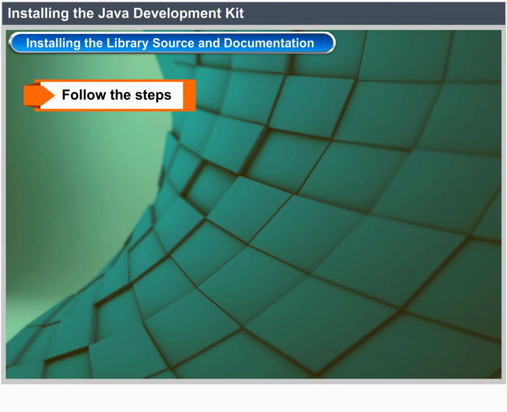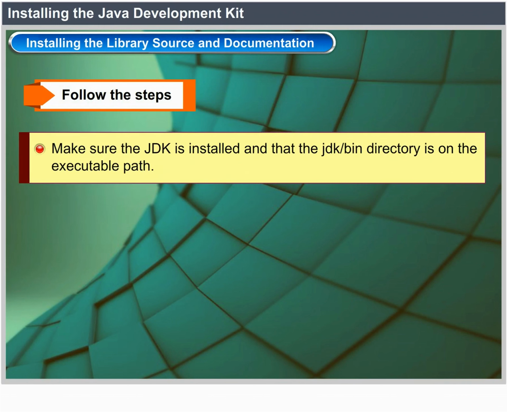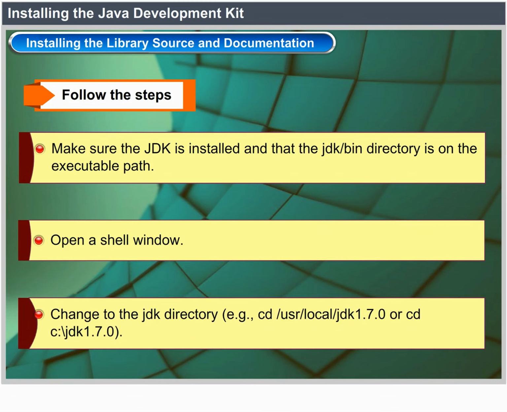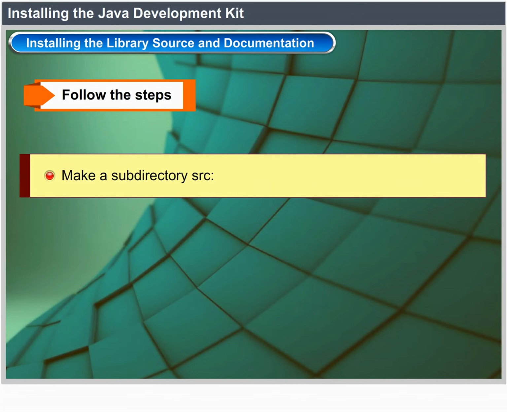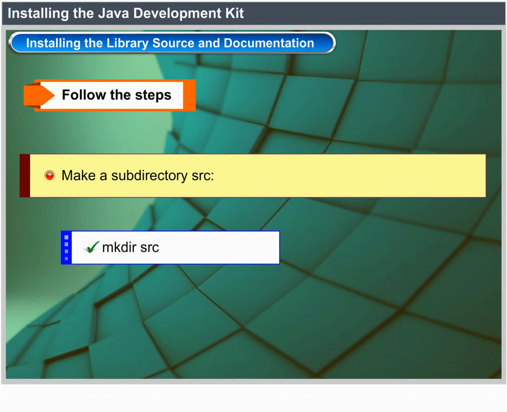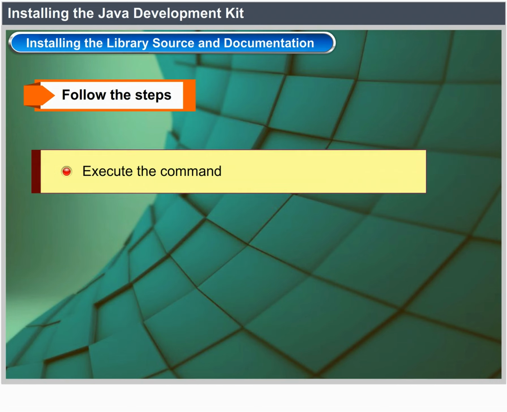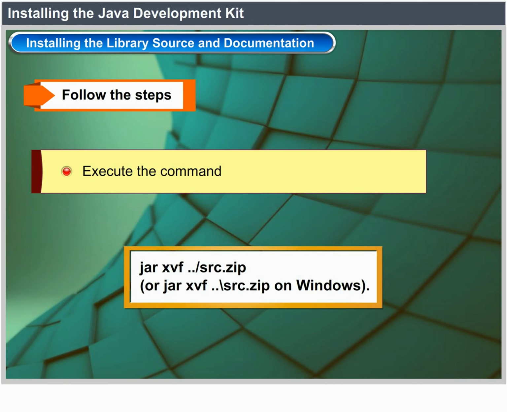Installing the library source and documentation. Follow the steps. Make sure the JDK is installed and that the JDK/bin directory is on the executable path. Open a shell window. Change to the JDK directory. Make a subdirectory src: mkdir src, cd src. Execute the command jar xvf ../src.zip.